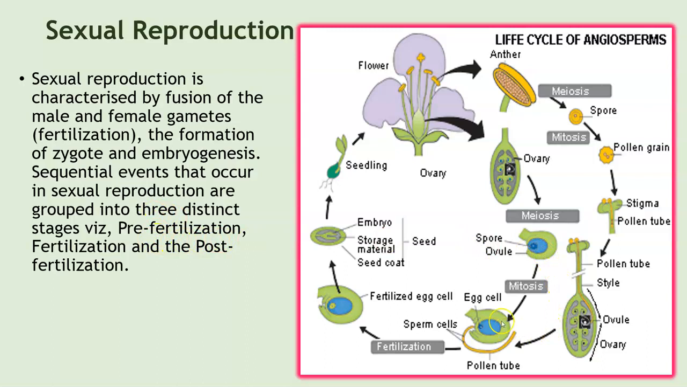Then you have the fertilization that takes place when there is a fusion of the male and the female gametes, and after the fertilization the fertilized egg develops into the embryo, and finally you have the development of the seedling. These stages are grouped into the post-fertilization stages. Each of these stages we will individually see in this chapter ahead.